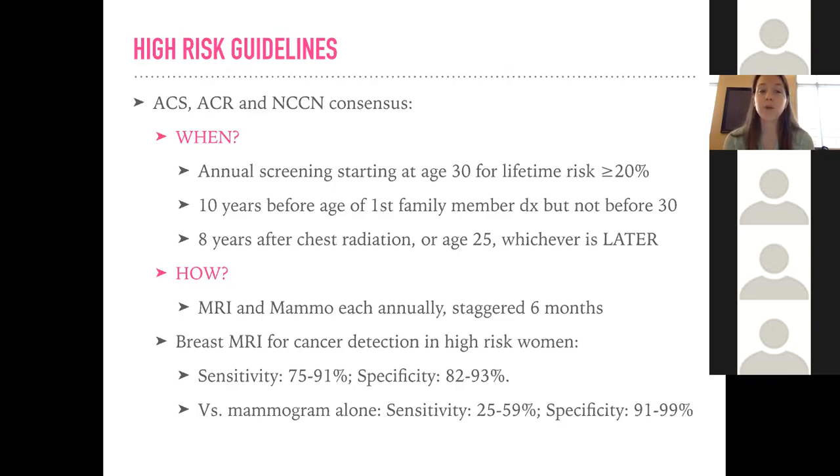So now you know when they need to start screening, but then how are we actually going to screen them? So this is where MRIs actually do come into play for breast cancer screening. For these women, they're going to get a mammogram and an MRI each annually, but they'll be staggered by 6 months. So you can do the mammogram and then 6 months later the MRI, and then 6 months later the mammogram.